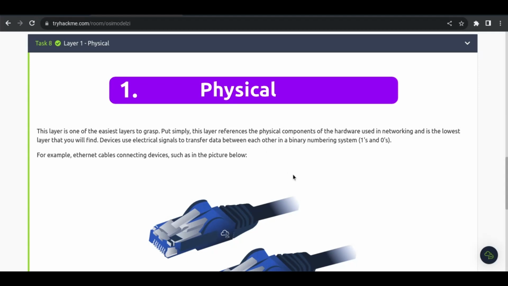This layer is one of the easiest layers to grasp. Put simply, this layer references the physical components of the hardware used in networking, and it's the lowest layer that you will find. Devices use electrical signals to transfer data between each other in binary numbering systems, ones and zeros. For example, Ethernet cables connecting devices, such as in the picture below.